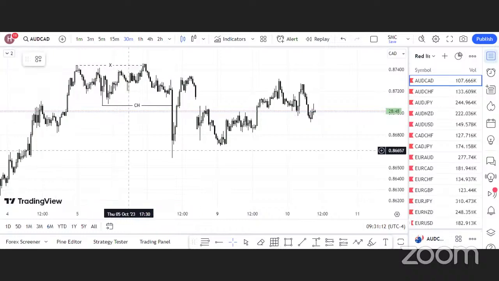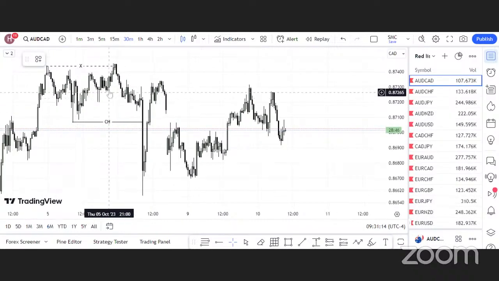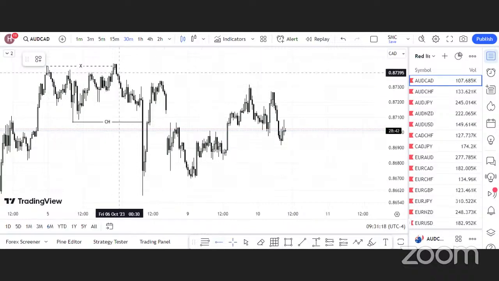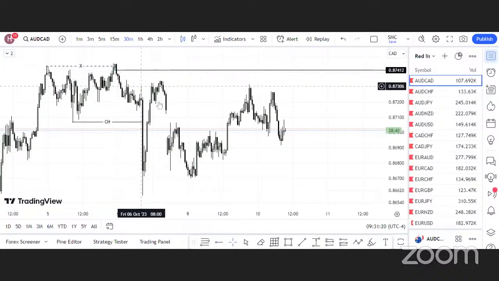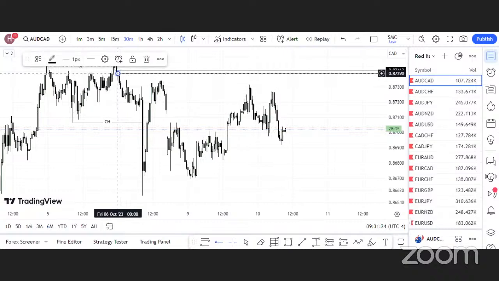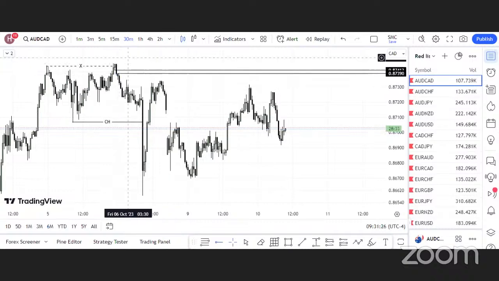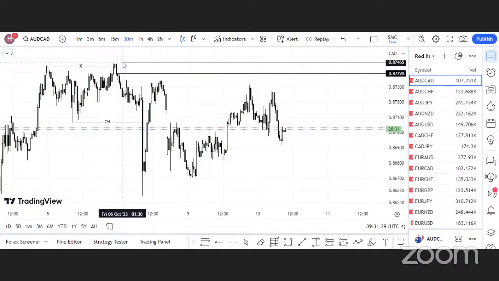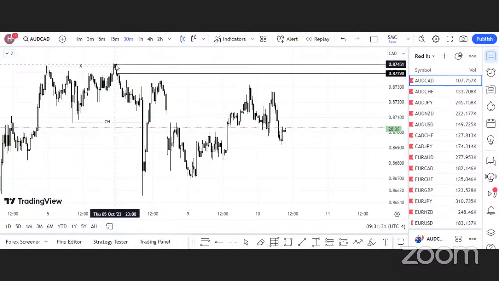All right. So the strategy I love to use is the SMC. That's the smart money way of trading. Okay, it's very easy and it's transparent. You know what you are doing, and you know how to go about what should be done.